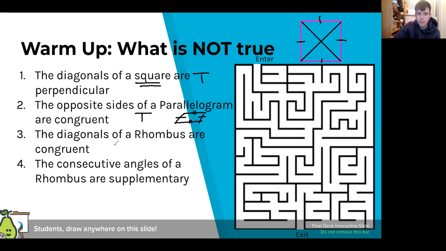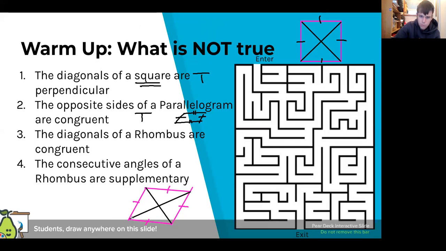Third one, the diagonals of a rhombus are congruent. That one is setting off some alarm bells. I am thinking that might not be correct. So let me sketch out a little rhombus here. So here is something of a rhombus. I guess I didn't do a great job with that, but that's okay. When I have a rhombus, I think that usually I have a diagonal that's longer than the other.